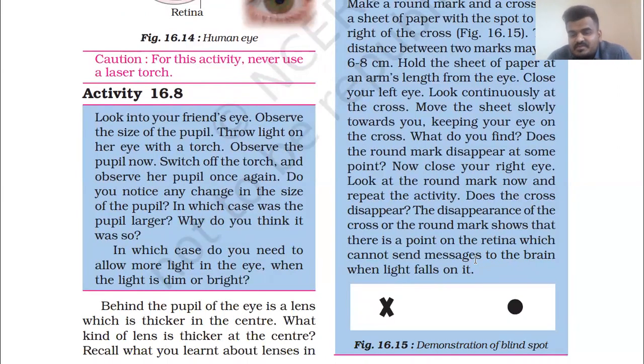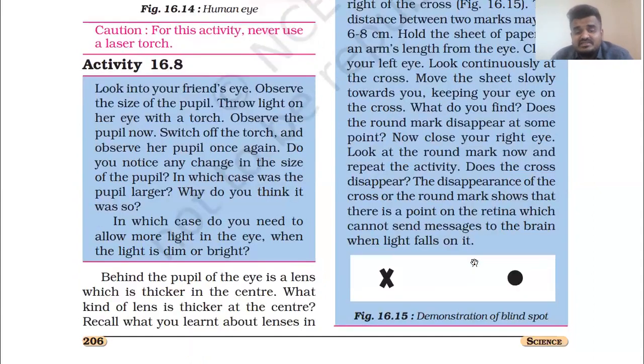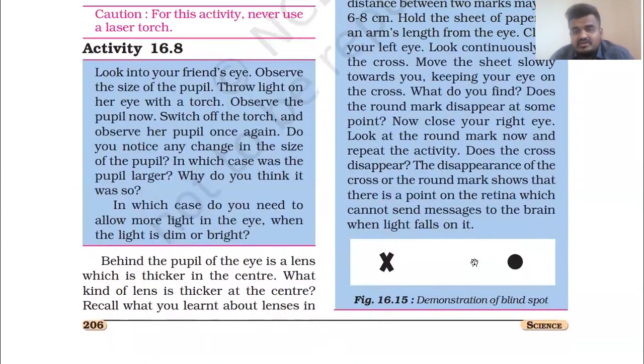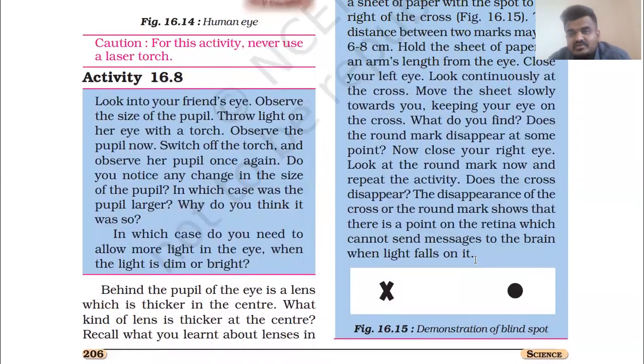The disappearance of the cross and the round mark shows that there is a point on the retina which cannot send messages to the brain when light falls on it. So this point is the blind spot. This is the reason. With the help of this activity, we can demonstrate the blind spot and understand the concept.